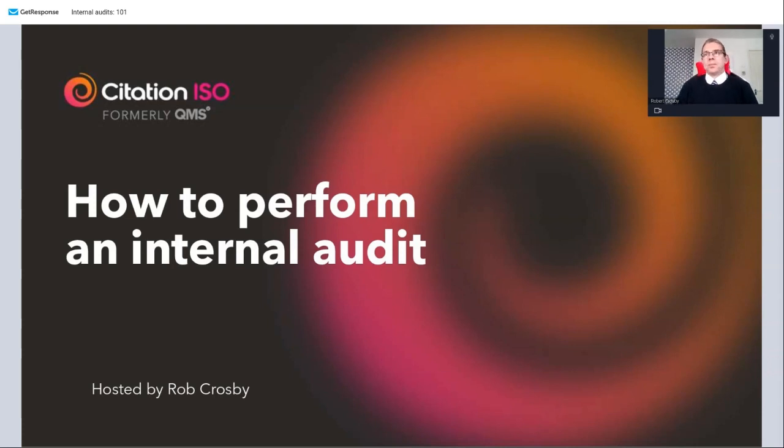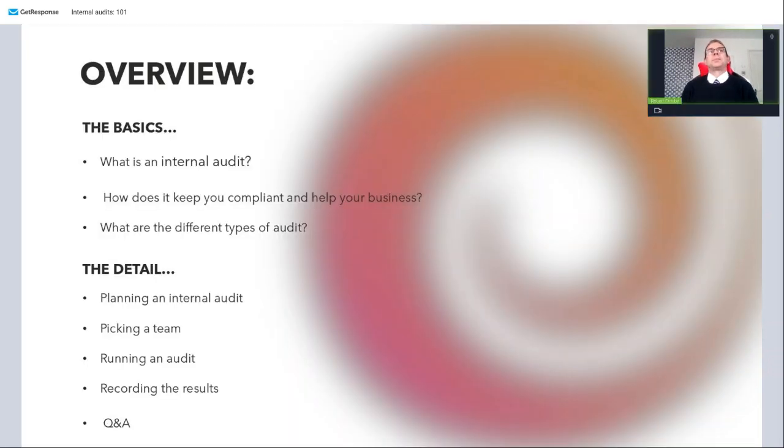Right, how to perform an internal audit. Some of the things that we're going to look at in today's webinar are what actually is an internal audit, how can an internal audit help your business to confirm compliance to a particular management system standard, and what are the different types of audit that people may be using in their own organizations. Then we're going to deep dive into some of the detail around that, and that'll include planning audits, picking a team for the audit, actually carrying out an audit, and how you record the results. As I've indicated earlier, the question and answer session will follow from that.